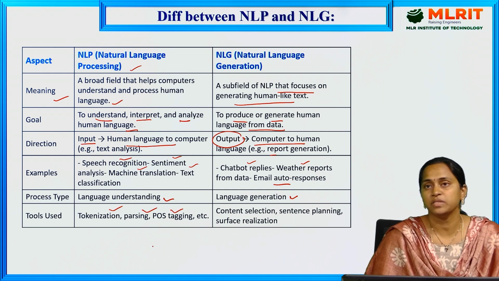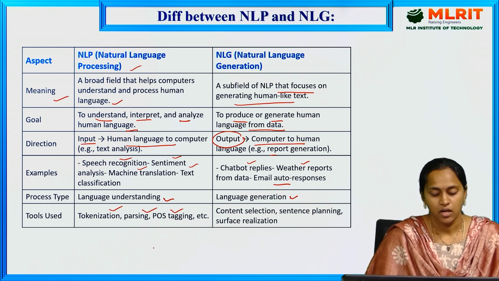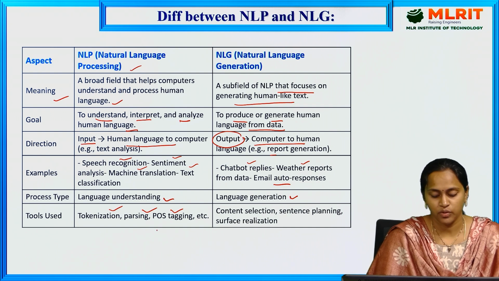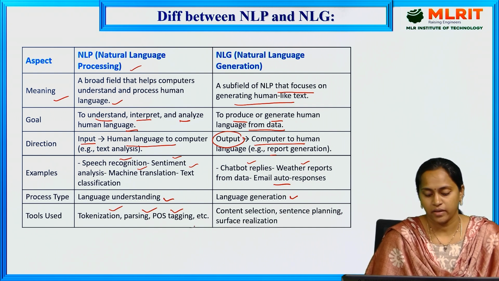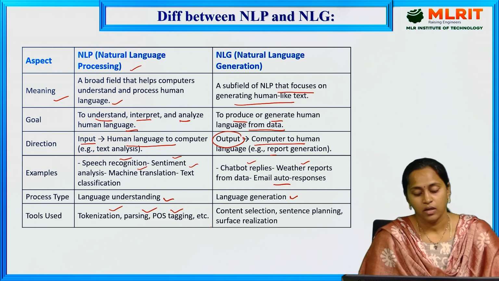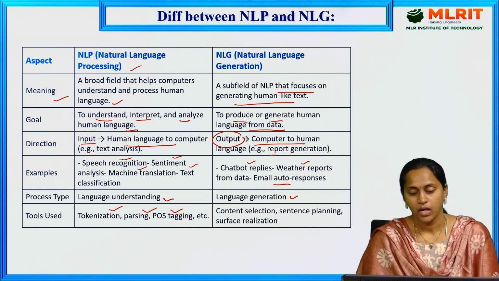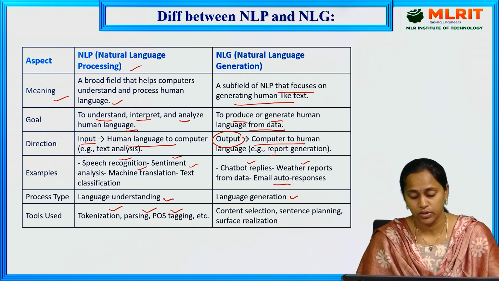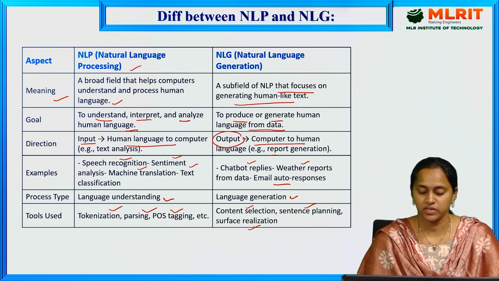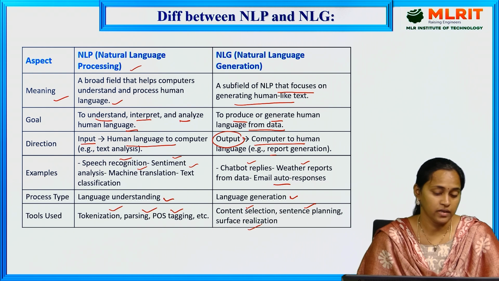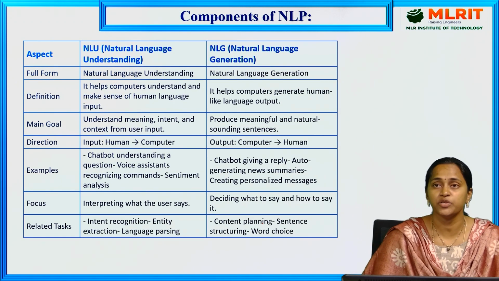Tokenization means we are dividing the text into tokens, right? Parsing means we follow some structure of rules for sentence formation. POS tagging means parts of speech tagging, like noun phrase, pronoun, verb phrase, right? Next, coming to natural language generation, the tools used are content selection, sentence planning, and surface realization. In the next videos we will discuss content selection, sentence planning, and surface realization. Next, components of NLP.